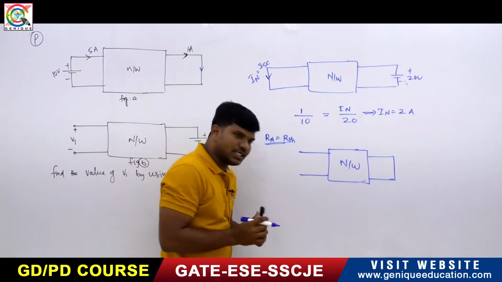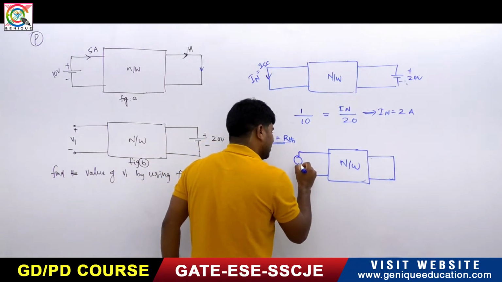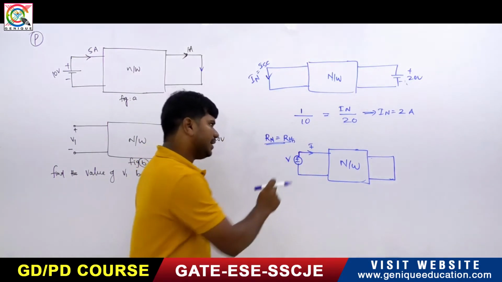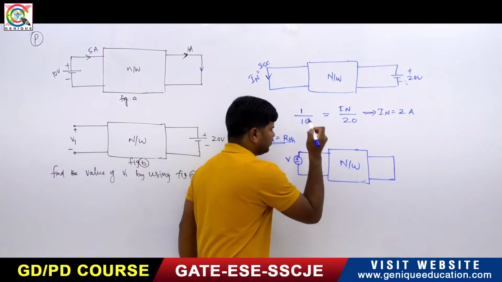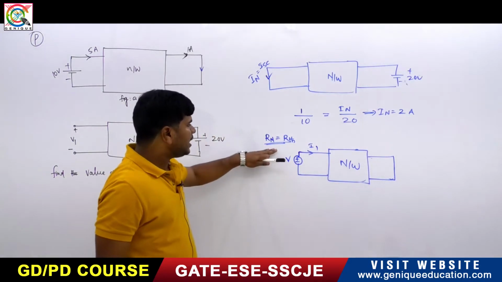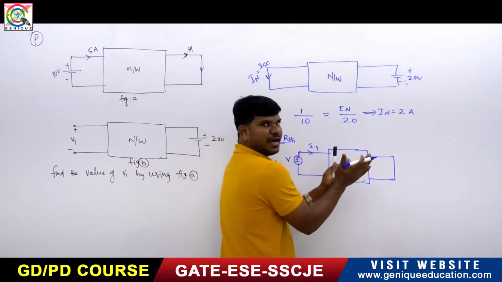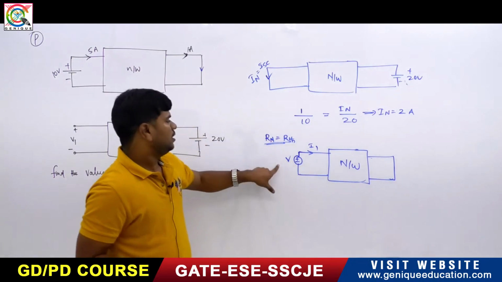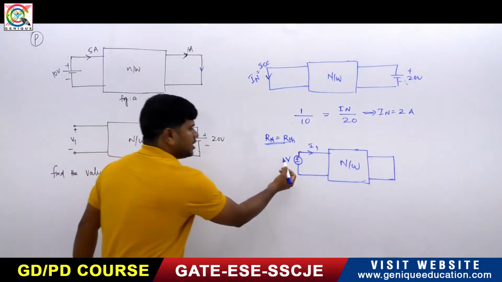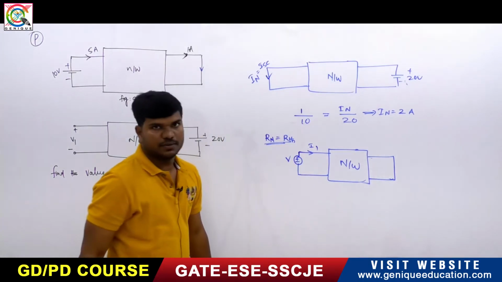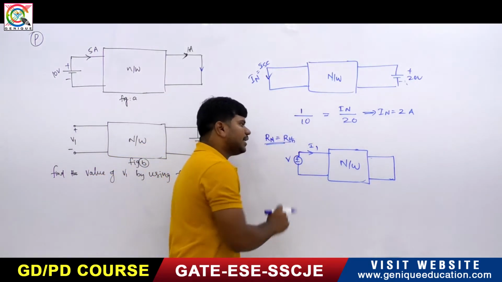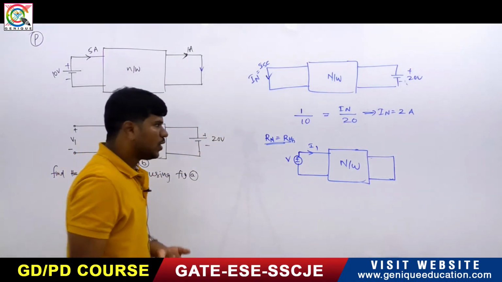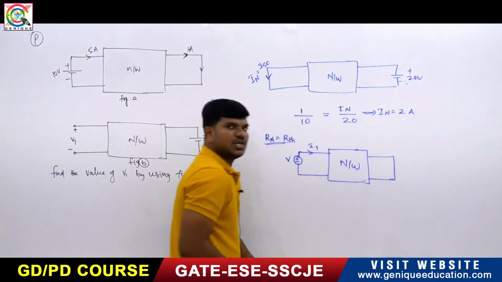But for finding RTH, you have to connect one source here, a voltage source V having a current I. Let us suppose this is I1. You cannot simply find RTH, so for that purpose you have to connect one source here consisting of voltage V and I1. While finding RTH, always deactivate the independent sources. Here the voltage source is there, so it is short circuited.